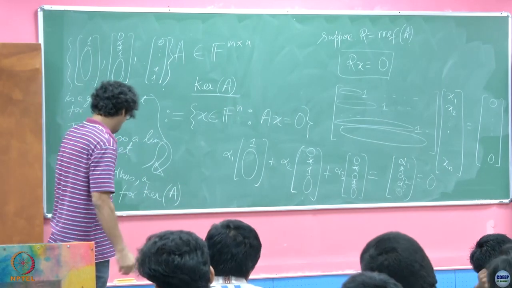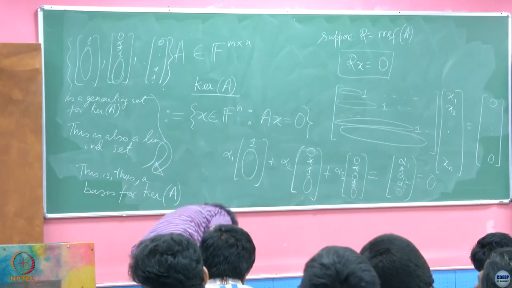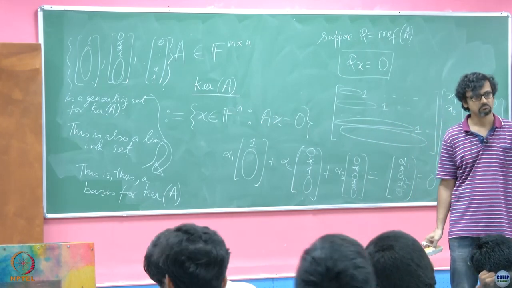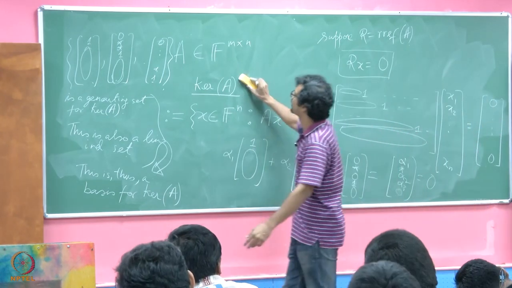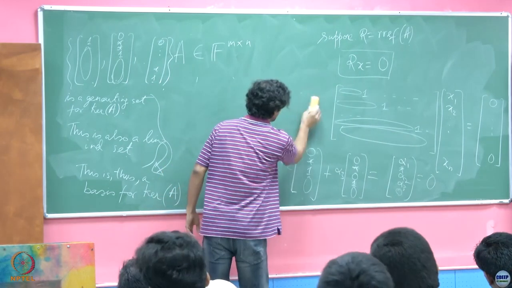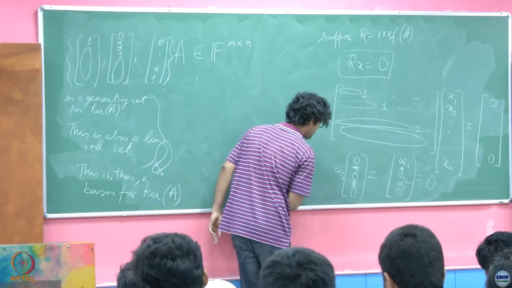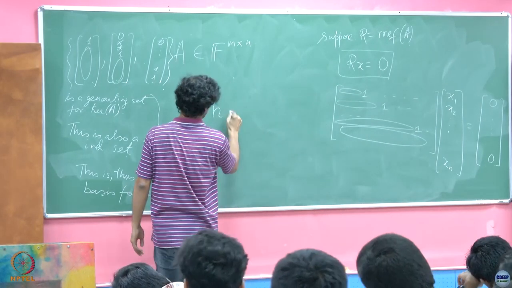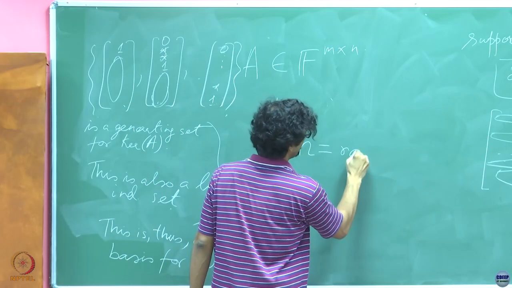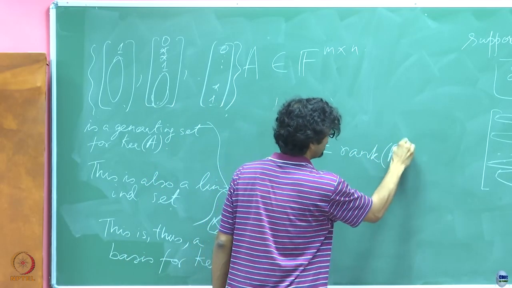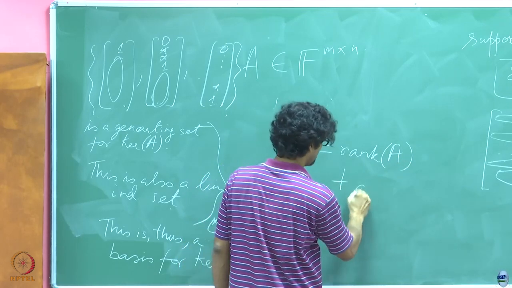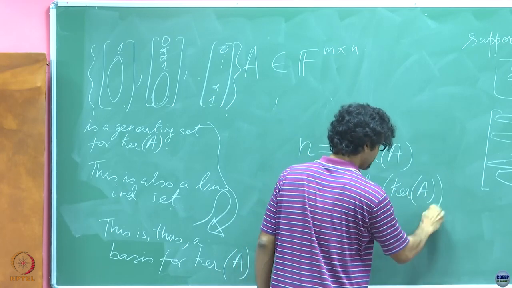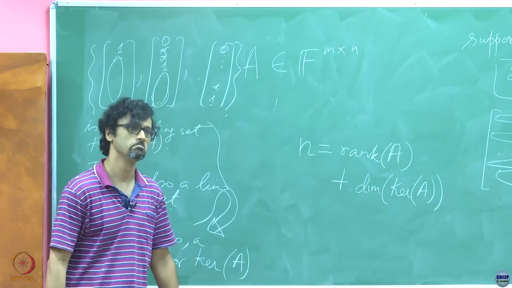Immediately, what strikes us? What is the dimension of this kernel? n minus r. But that tells us one of the most fundamental results, at least insofar as matrices are concerned, that n is equal to the rank of A plus the dimension of the kernel of A, sometimes also called the nullity of A.